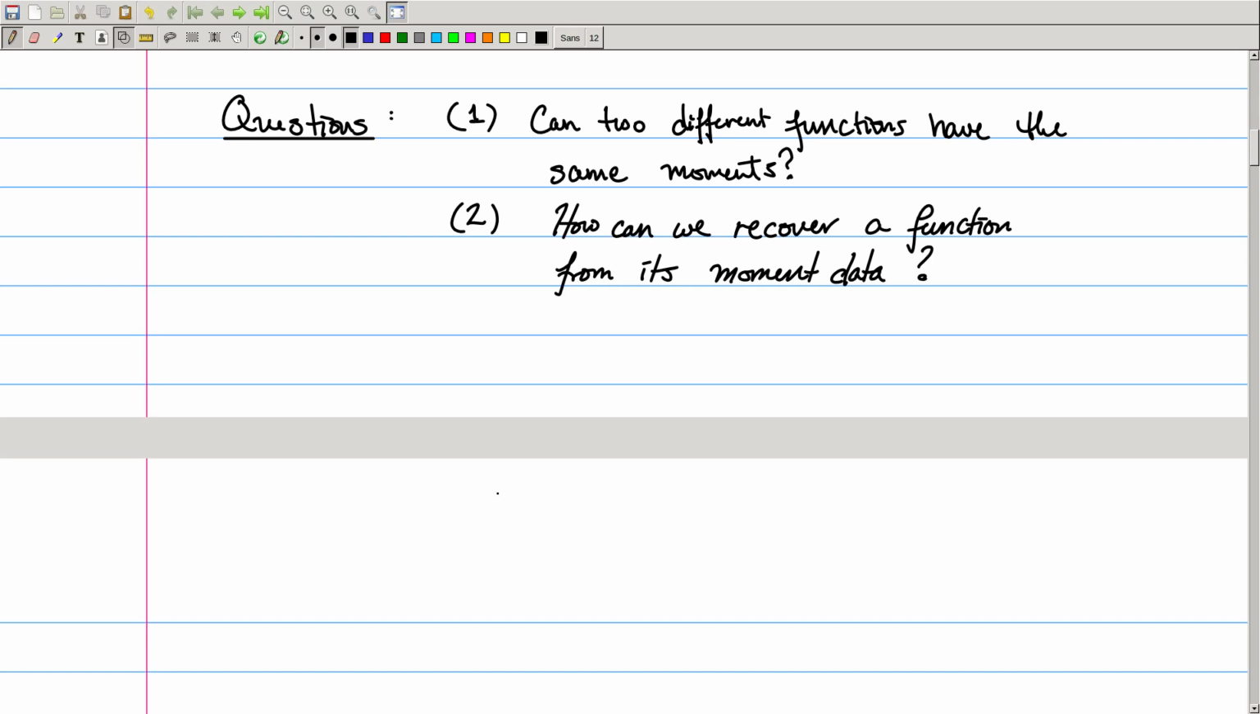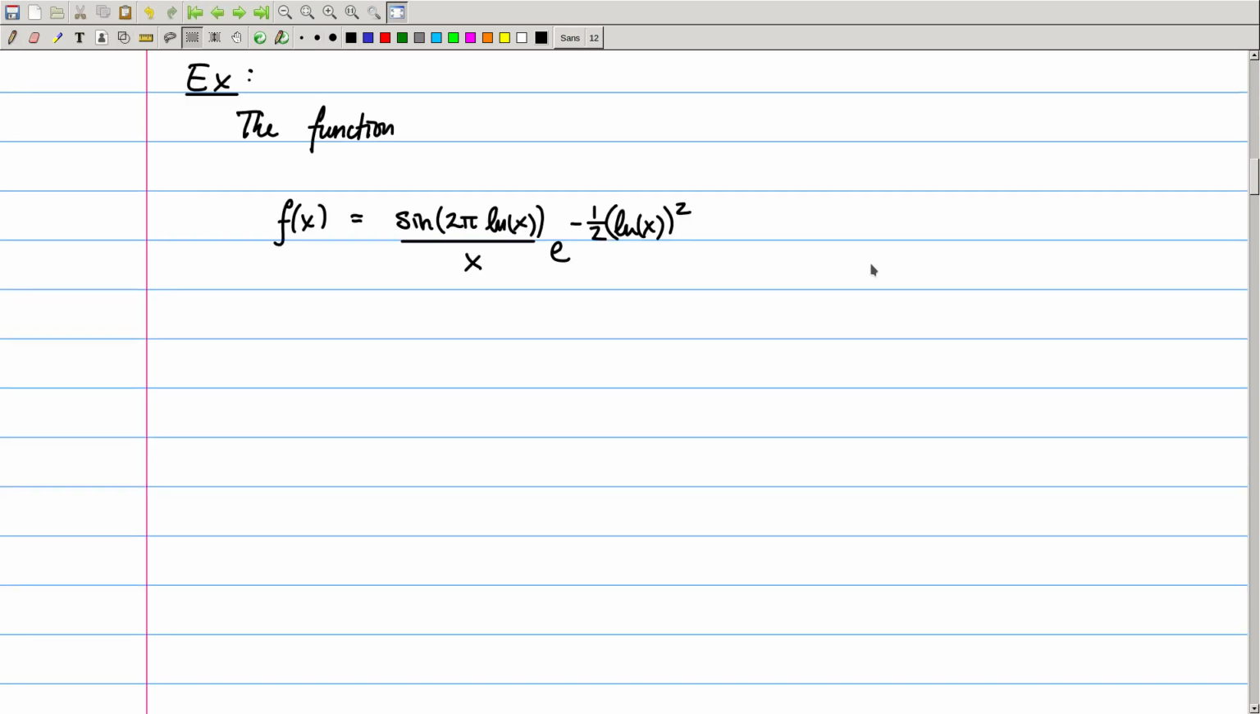Starting out with the first question, consider the function defined by sin(2π log x) divided by x times e^(-1/2 (log x)^2). This is a sine function times what's typically called the log-normal distribution. Let's calculate what the moments of this function are. I'm defining this function, by the way, only on values of x between 0 and infinity, since, of course, natural log of x has an issue otherwise.